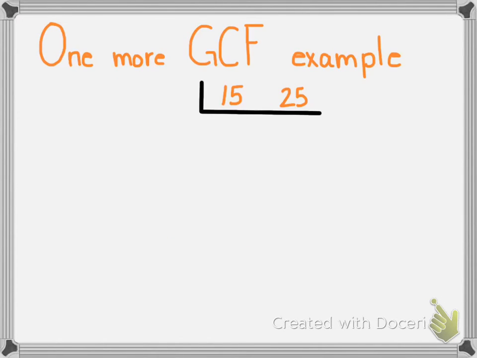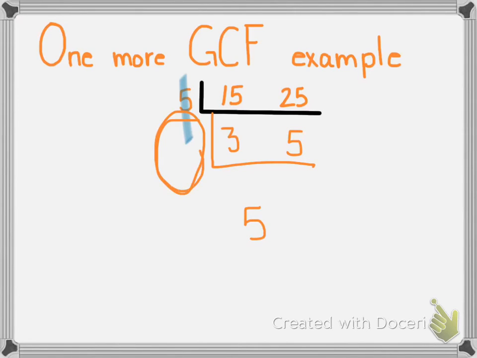So now we have 15 and 25. Both of those numbers end in a 5, so I can take 5 out of both of them. 15 divided by 5 is 3, and 25 divided by 5 equals 5. Both of those numbers are prime, so I don't have to worry about them anymore. So the GCF of 15 and 25 equals 5, because I don't have any other numbers below 5. I don't have anything else to multiply by.